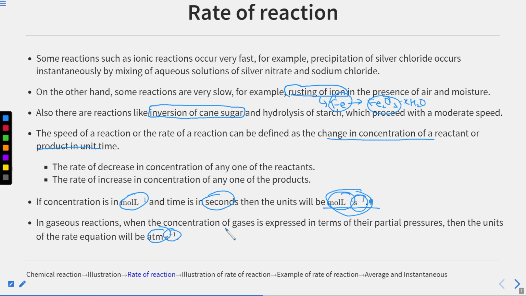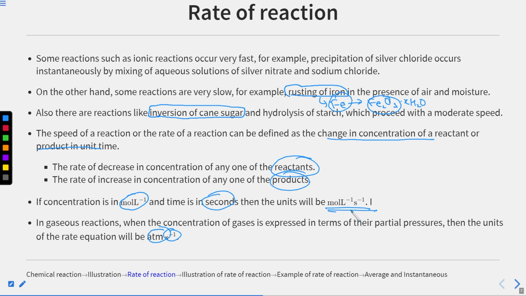So if I put this slide in a nutshell, we can say that the rate of reaction is variable for various types of reactions, starting from ionic reactions, to the inversion of sugar in the middle, and at the last the rusting of iron, which takes a long time. And the rate of reaction can be expressed in terms of both reactants and products, and its unit is mole per liter per second.